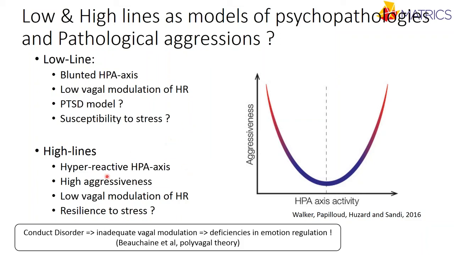We could also expect to see some susceptibility to stress and maybe susceptibility to develop PTSD. So in that sense, we are also trying to do some studies with fear conditioning, expecting to see if we can have a PTSD-like model with the low lines. And in terms of the high lines, what we observe is that they have a hyperactive HPA axis, an increased aggressiveness, as well as the lower vagal modulation.